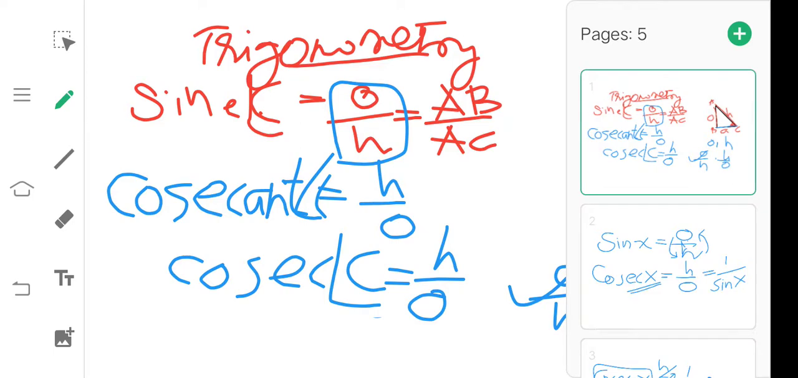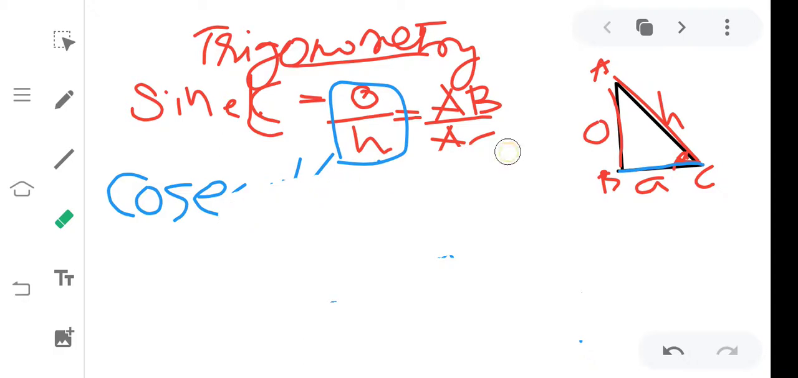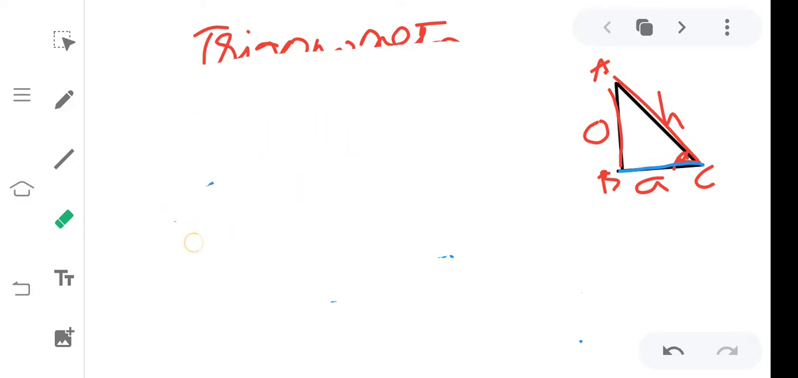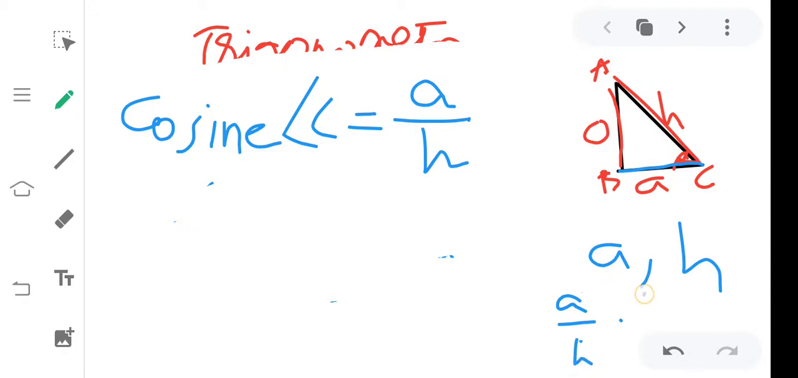Now let's take the next ratio. You know, cosine is adjacent by hypotenuse. What is cosine? Adjacent divided by hypotenuse. Cosine of angle C is adjacent by hypotenuse. So it is formed by A and H, and with A and H we can make two ratios. One is A by H and the other one is H by A. Isn't it? So A by H is cosine C.